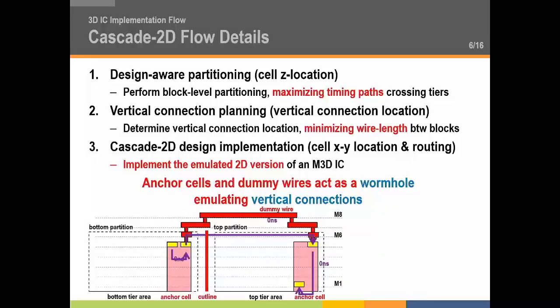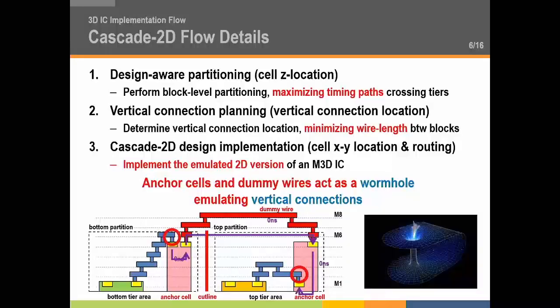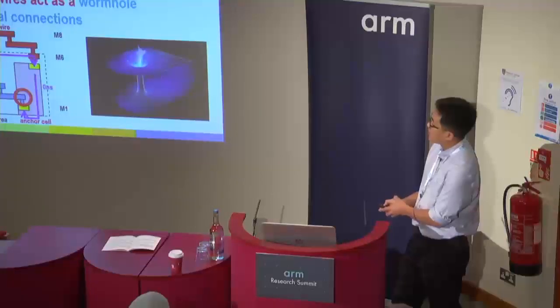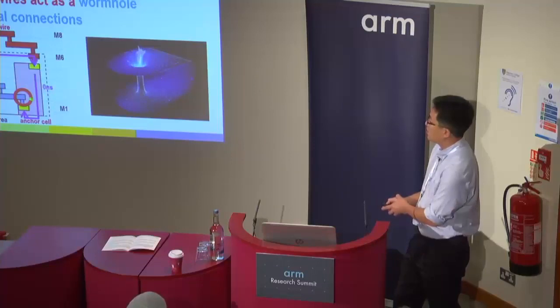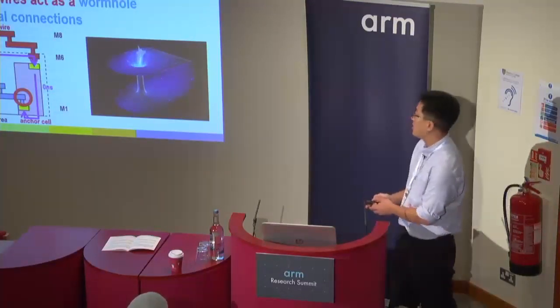Then we set the hard fence for the bottom partition and top partition so that bottom tier cells cannot go to the top tier area and the top tier cells cannot go to the bottom tier area. Then we run normal place and route. Because of these sets of anchor cells and dummy wires, they act as a wormhole to transfer signals from here to there. We can emulate MIVs in 2D EDA tools.